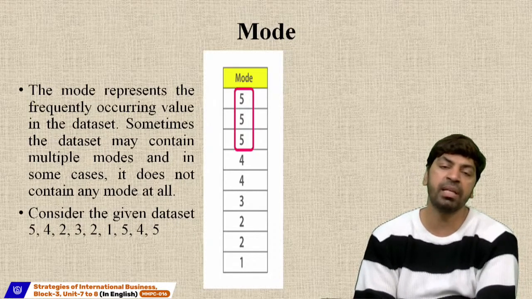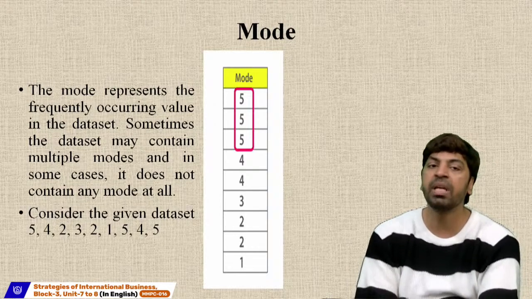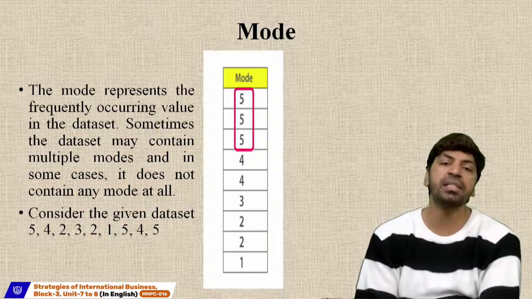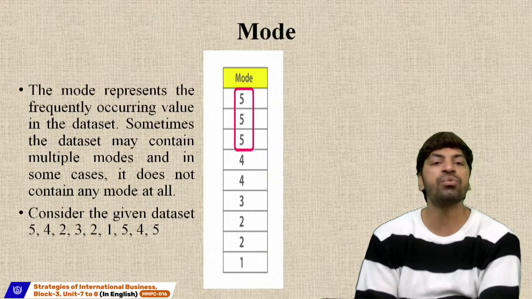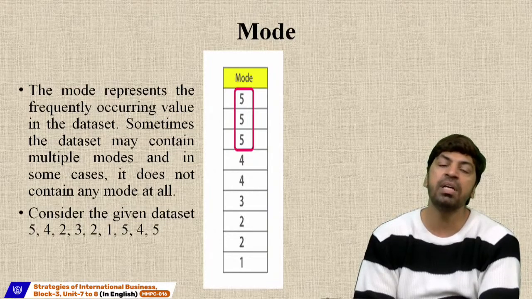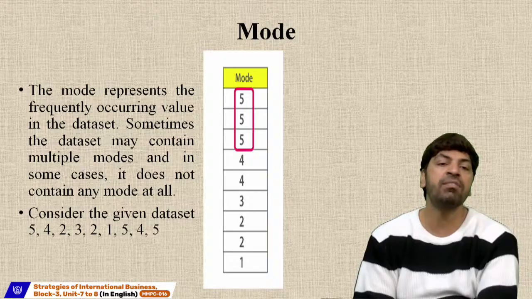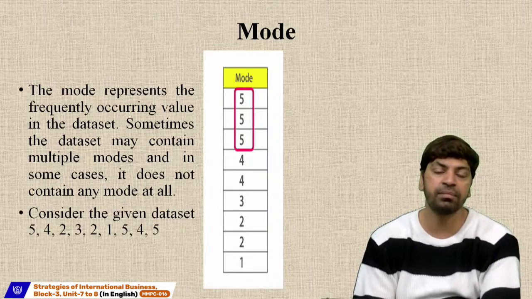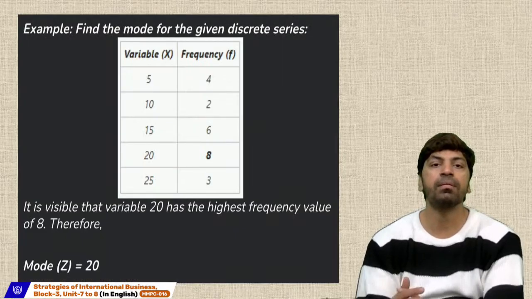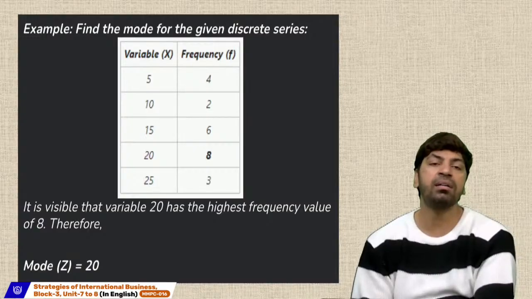A data set may not contain any mode at all, but that doesn't mean the mode cannot be calculated. It could be calculated. Consider the given data set: 5, 4, 2, 3, 2, 1, 5, 4, 5. These are the values for which we have to calculate the mode. 5 comes 3 times, so 5 is the mode. This is the case of discrete data.